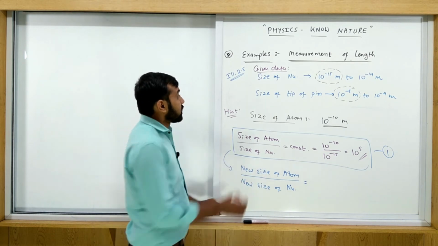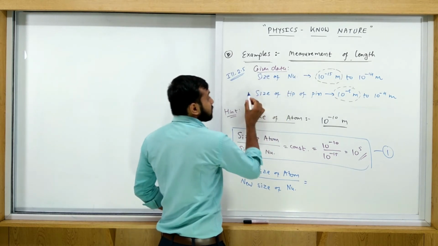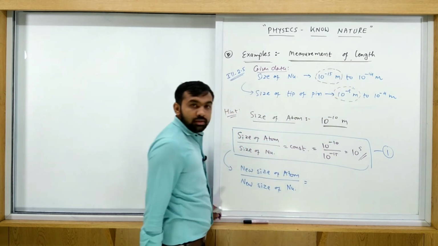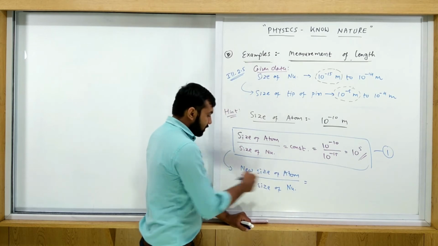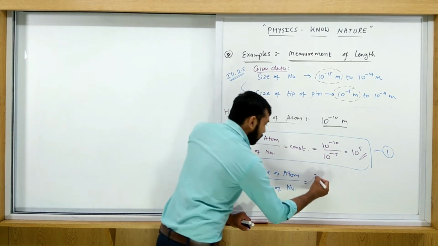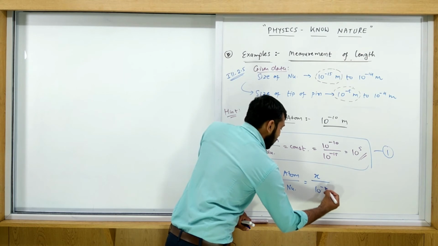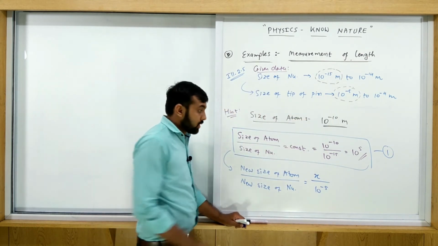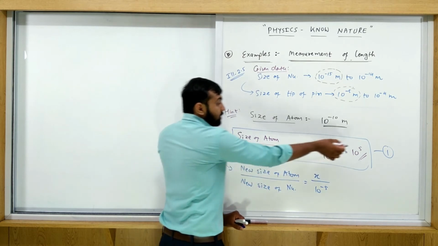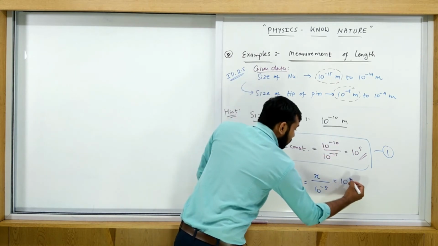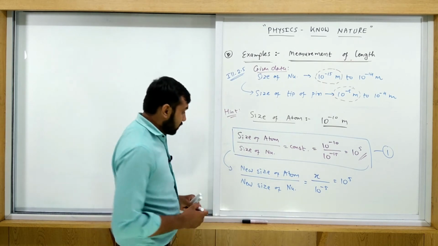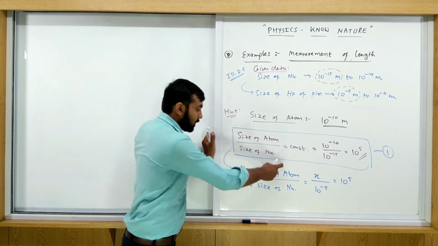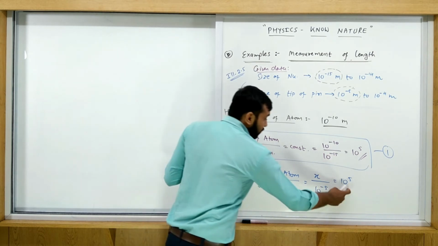What is the new size of the nucleus? The size of the nucleus becomes equal to the size of the tip, so we consider 10 raised to minus 5. Suppose this is x, the unknown value, so x upon 10 raised to minus 5. This ratio is always constant. What is this ratio? It is equal to 10 raised to 5. This ratio, size of atom upon size of nucleus, is always constant. So new size of atom upon new size of nucleus is equal to 10 raised to 5.